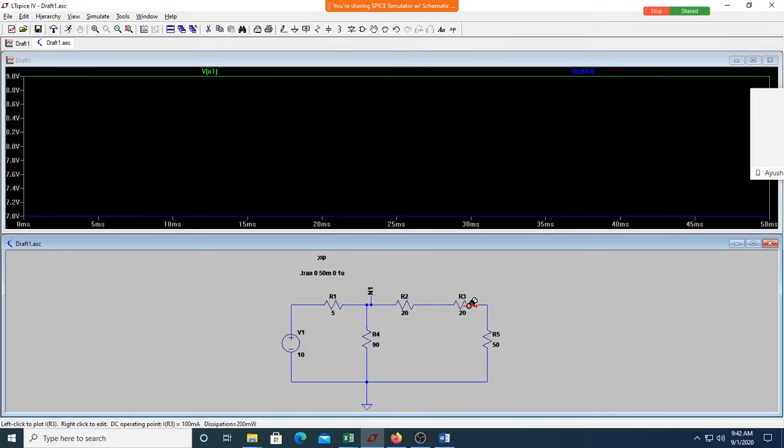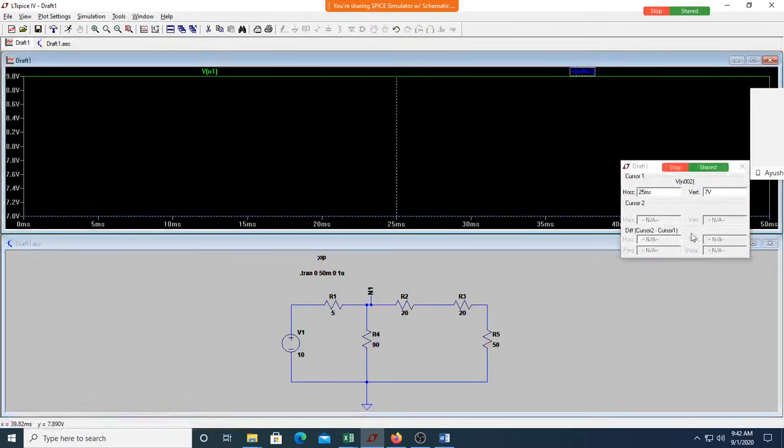Because when you're measuring the voltage here, is it not the drop across R3 and the drop across R5? How much is the R3 drop? 2 volt. How much is the R5 drop? 5 volt. So how much is 2 plus 5? 7. That's why you're getting 7 volts. Can you see this is 7 volts?